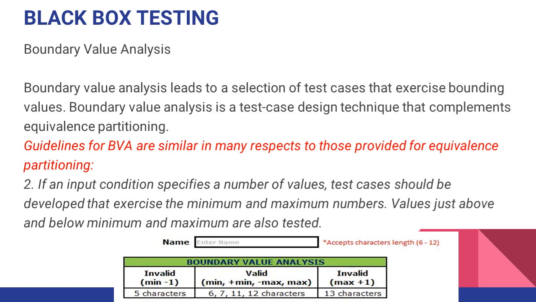Similarly, apply guidelines 1 and 2 to output conditions. For example, assume that a temperature versus pressure table is required as output from an engineering analysis program. Test cases should be designed to create an output report that produces the maximum allowable number of table entries. If internal program data structures have prescribed boundaries, we are certain to design a test case to exercise the data structure at its boundary.